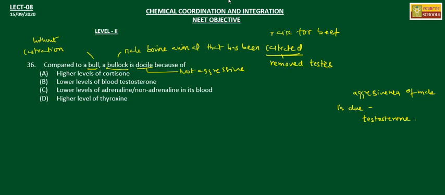Higher levels of cortisone. So first option, no, that is not an option. Lower levels of blood testosterone, yes, this is an option. Lower levels of adrenaline or noradrenaline, no, it is not considered, because we did not remove the adrenal gland. Then higher levels of thyroxine, no, higher levels will cause a different situation like exophthalmic goiter. This is also not the answer. So option B is the right answer.